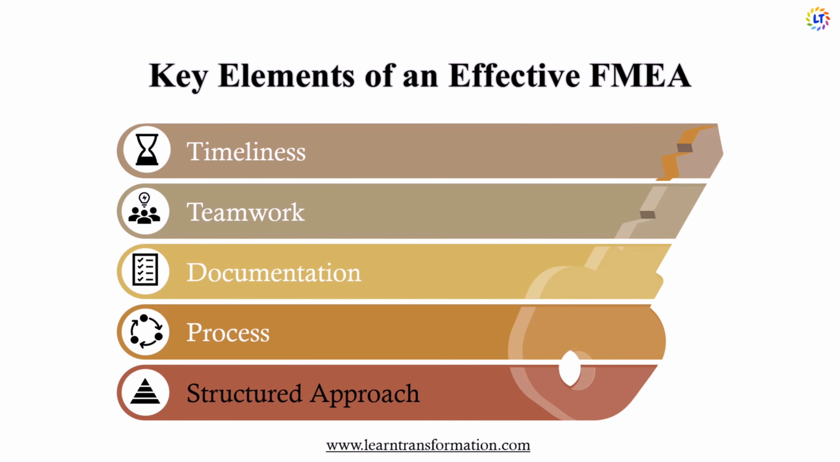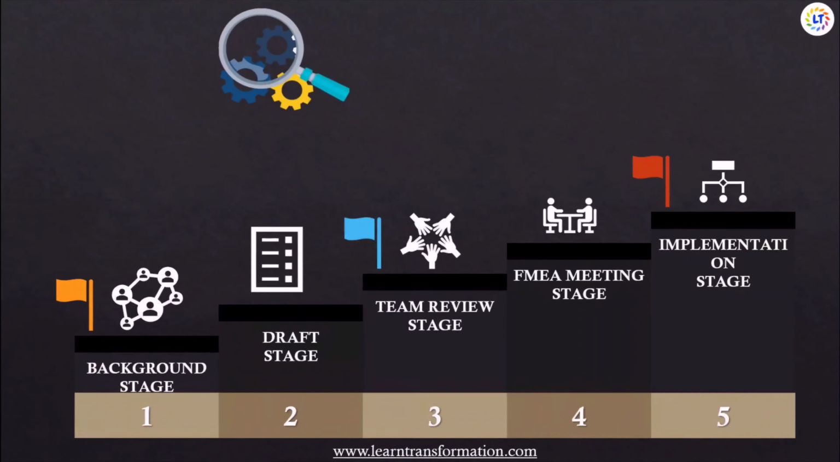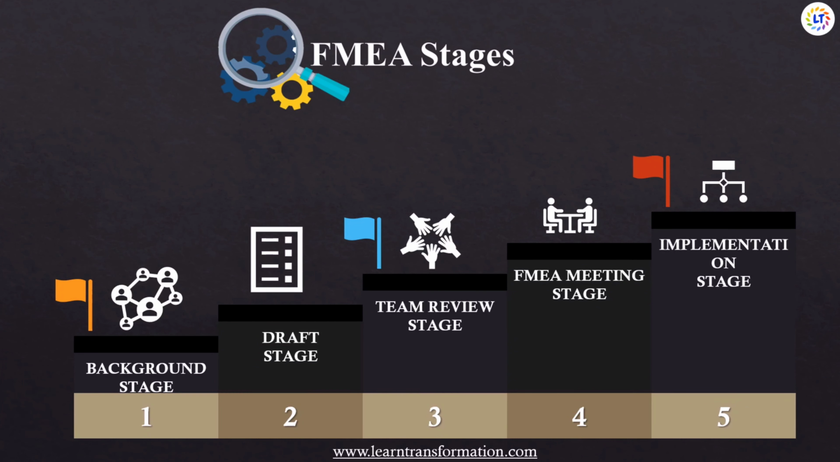Now let's have a detailed look at the FMEA stages. The first stage is the background stage. In this stage, the FMEA team is assembled, consisting of relevant cross-functional members, and objectives, timelines, and roles are agreed. Then background data is collected for team members to review.